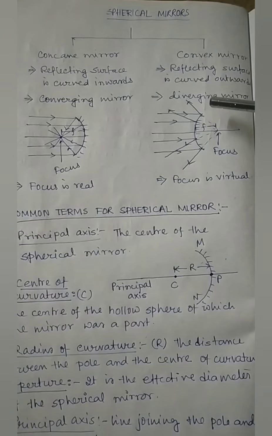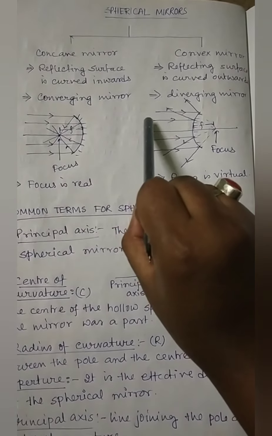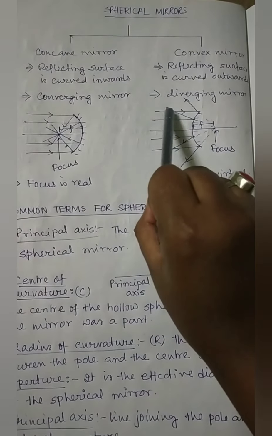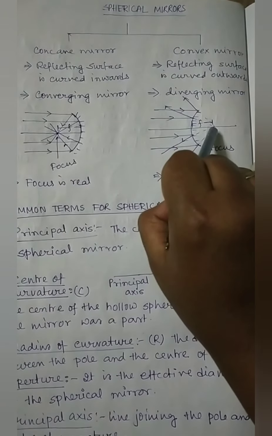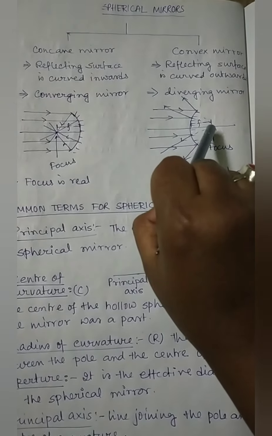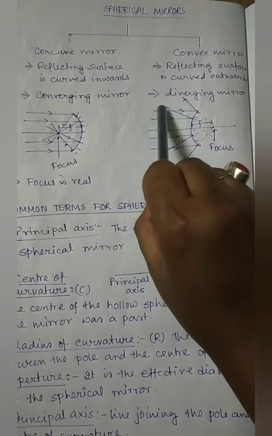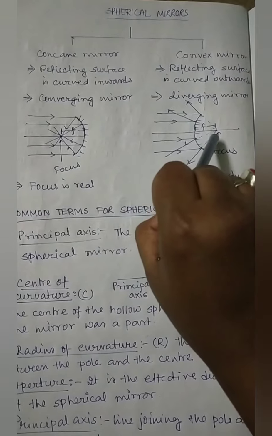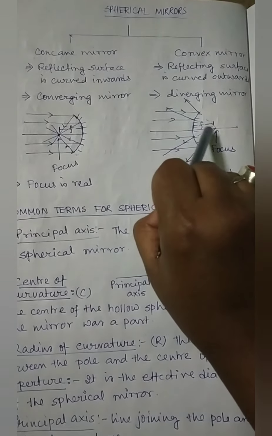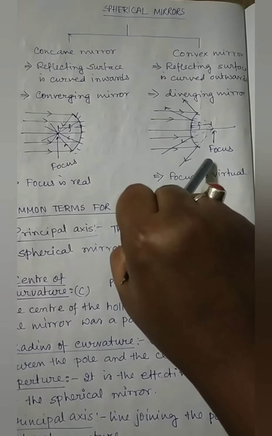Let's see for convex mirror. After reflection from infinity, the rays diverge away from the mirror as if they appear to meet at a point, and from this point they are diverging. Hence this mirror is called a diverging mirror. Now this point where the rays appear to meet is called the focus.